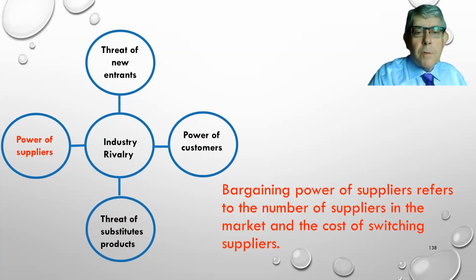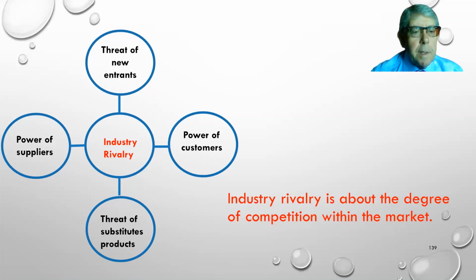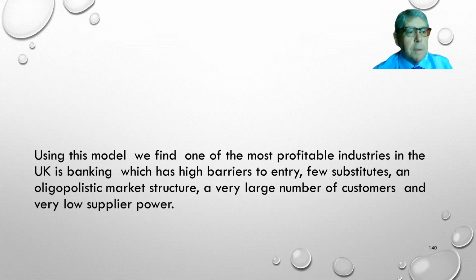Bargaining power of suppliers refers to the number of suppliers in the market and the cost of switching. Industry rivalry is about the degree of competition within the market. Using this model, we find one of the most profitable industries in the UK is banking, which has high barriers to entry, few substitutes, an oligopolistic market structure, a very large number of customers, and very low supplier power.